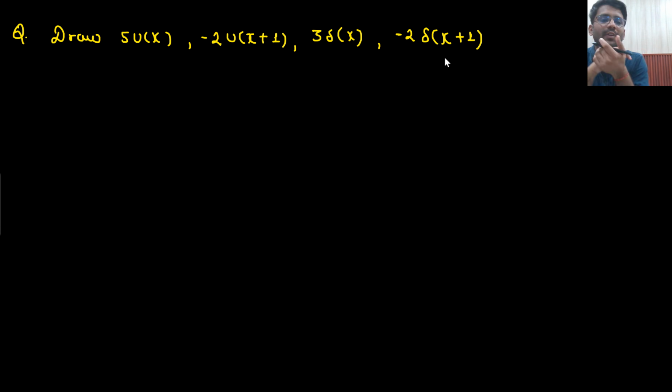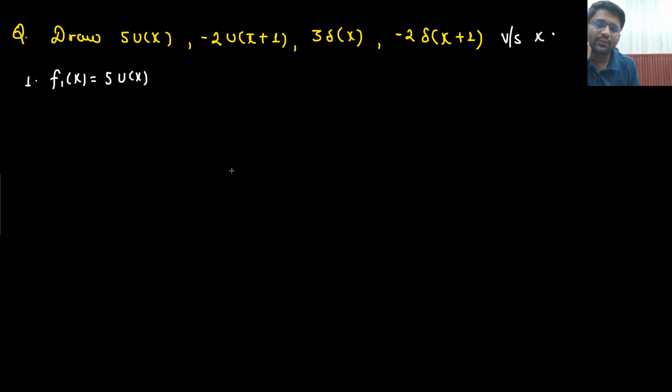Now you need to draw the graph of 5u(x), u(x+1) minus 2u(x+1), 3 delta x, and 2 delta (x+1). These 4 graphs you need to draw versus x. Try drawing these graphs. First graph, 5u(x). Let's say it is f1(x). I need to draw 5u(x).